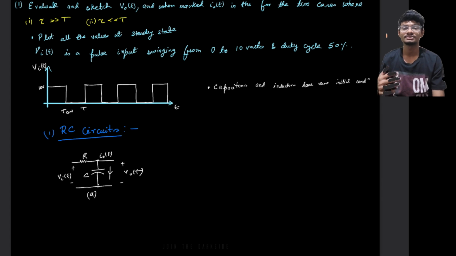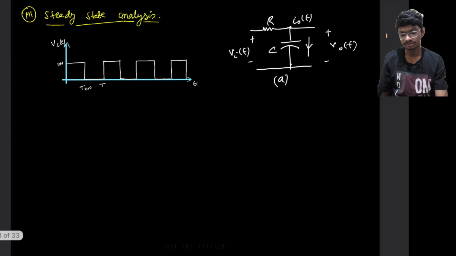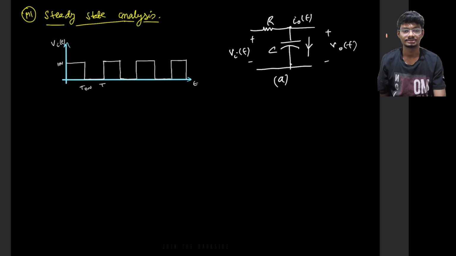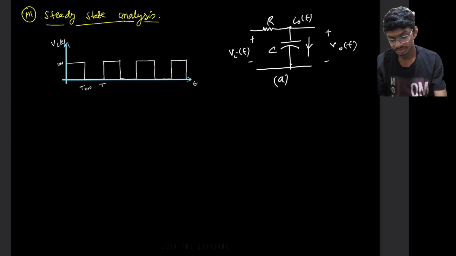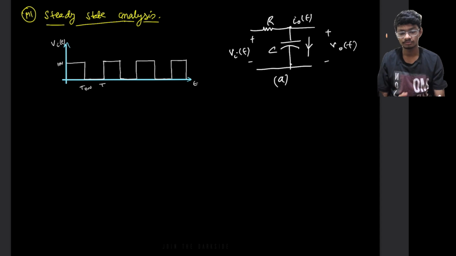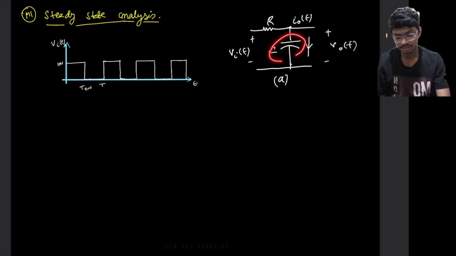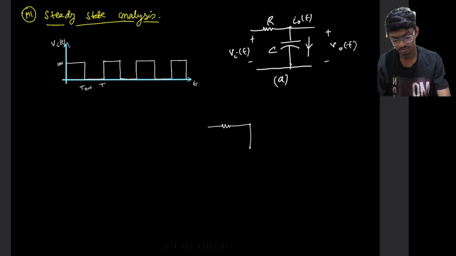So we will solve this in three methods. The first method is basically the steady state analysis. So how should we analyze this in steady state? Basically, first we need to observe the circuit. Initially the cap was uncharged, it has zero voltage across it. So the circuit will look something like this at t equal to 0 plus.